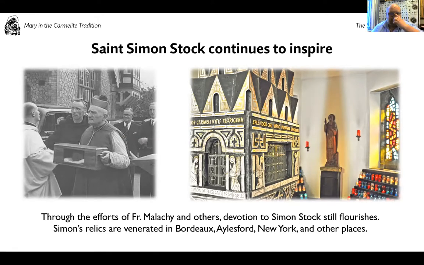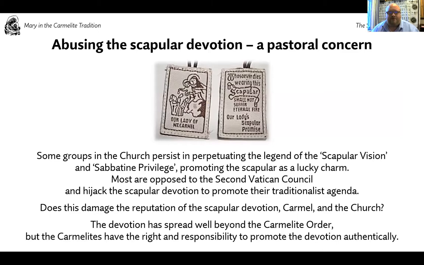Now, I do have a pastoral concern when it comes to the abuse of the scapular devotion. I get quite annoyed when I see this style of scapular that says, "Whoever dies wearing this scapular shall not suffer eternal fire, Our Lady's scapular promise." Because I don't believe there was such a scapular promise. So I don't like seeing it printed on a scapular as if it's some sort of guarantee. And some groups in the church persist in saying that the scapular vision and the Sabbatine privilege are absolutely true. And in my mind, they end up making the scapular into some sort of lucky charm, a superstition.